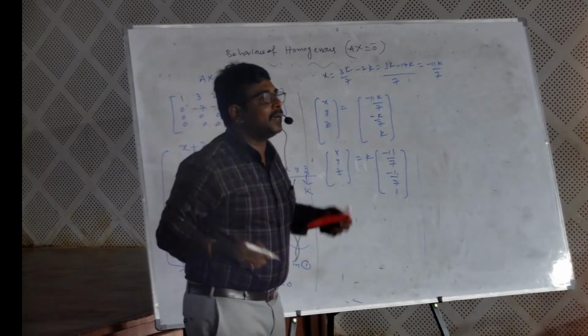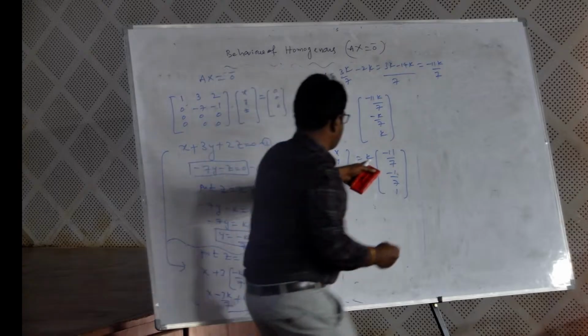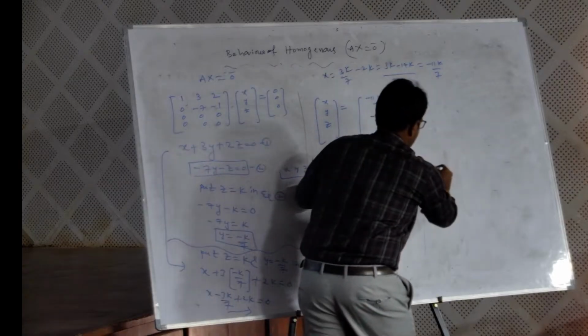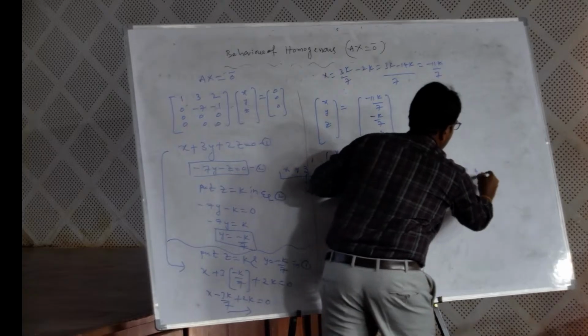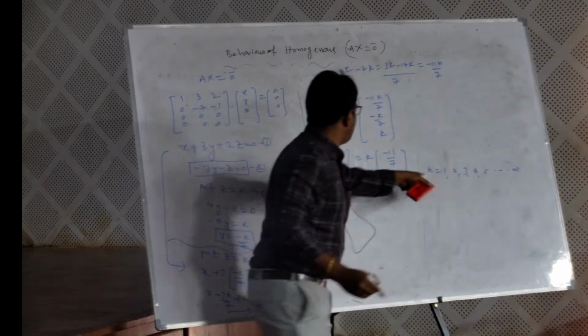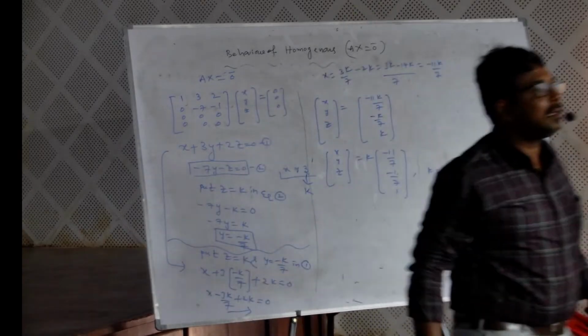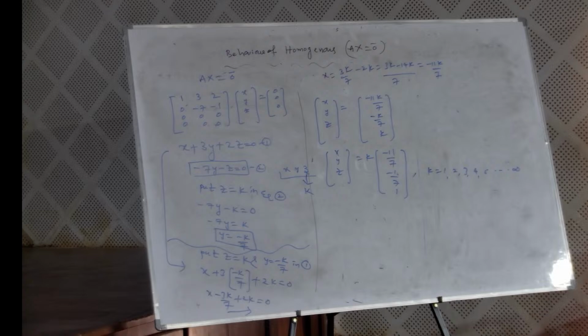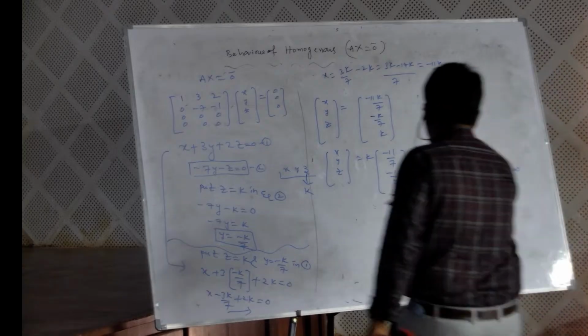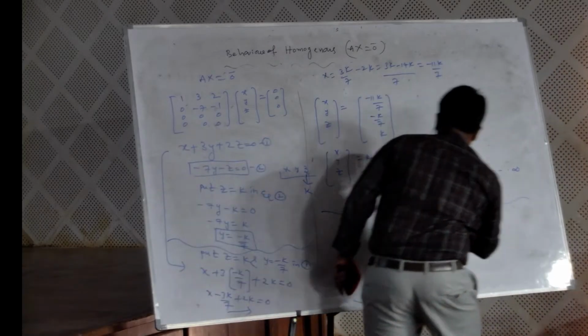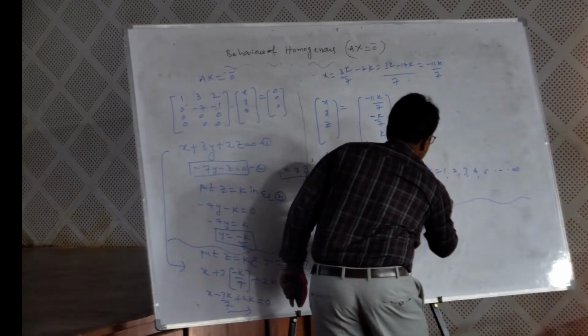Once again, where are the infinite solutions? 1, 2, 3, 4, 5. If you put k equal to 1, that is the first solution. In fact, that is the independent one. If you put k equal to 2, that gives the second solution. If you put k equal to 3, third solution. If you put k equal to 4, fourth solution. This is the answer. This is the end of the problem. That is over.